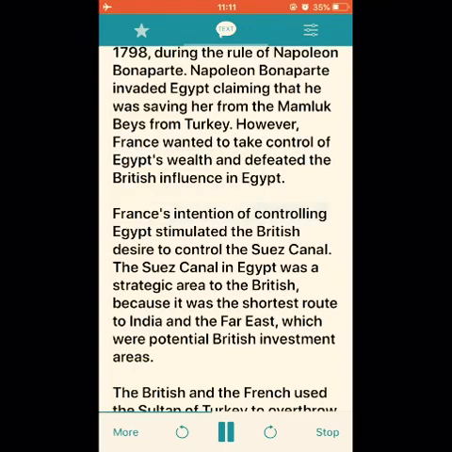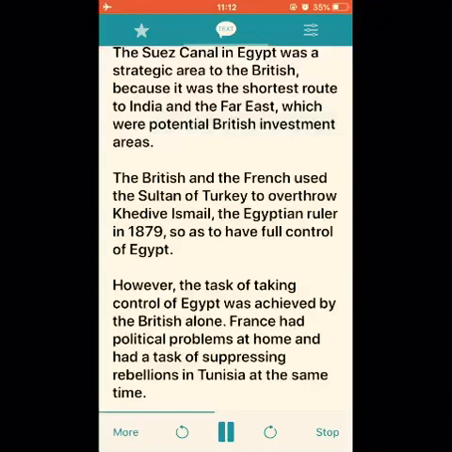France's intention of controlling Egypt stimulated the British desire to control the Suez Canal. The Suez Canal in Egypt was a strategic area to the British, because it was the shortest route to India and the Far East, which were potential British investment areas. The British and the French used the Sultan of Turkey to overthrow Khedive Ismail, the Egyptian ruler, in 1879, so as to have full control of Egypt.